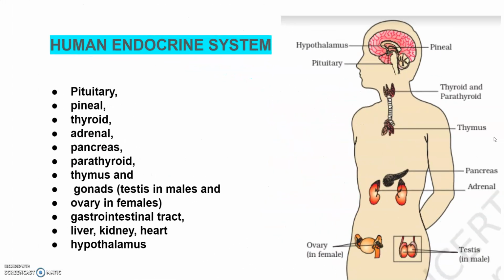Human endocrine system. The endocrine glands and hormones are produced from various tissues located in different parts of the body, as you can see here in the diagram. There are various glands like pituitary, pineal, thyroid, adrenal, pancreas, parathyroid, thymus, gonads, and also the hypothalamus. We'll be studying all these endocrine glands and their secretions in detail.